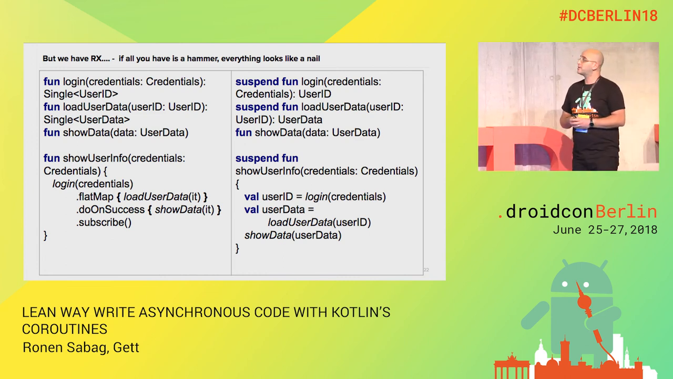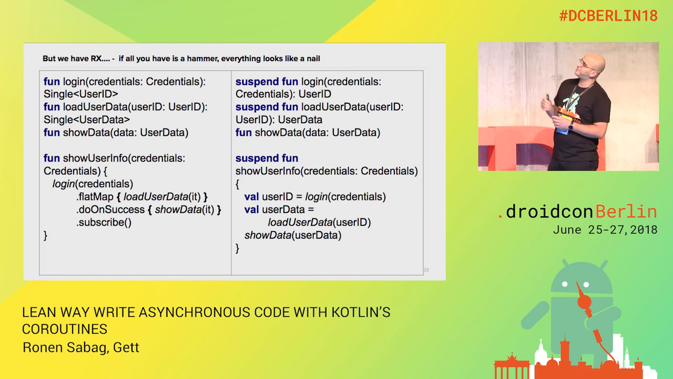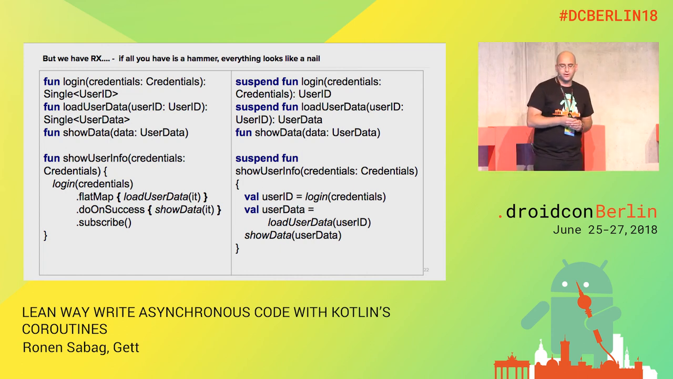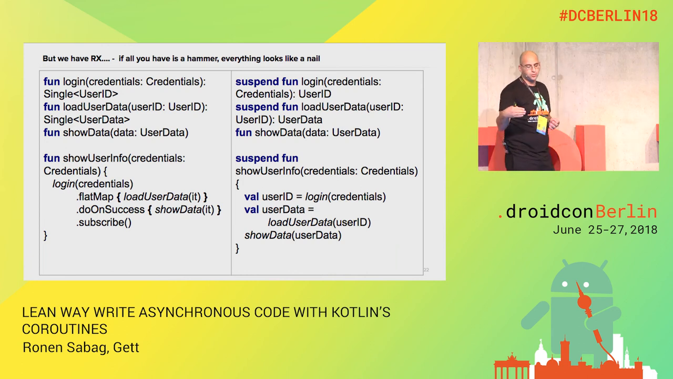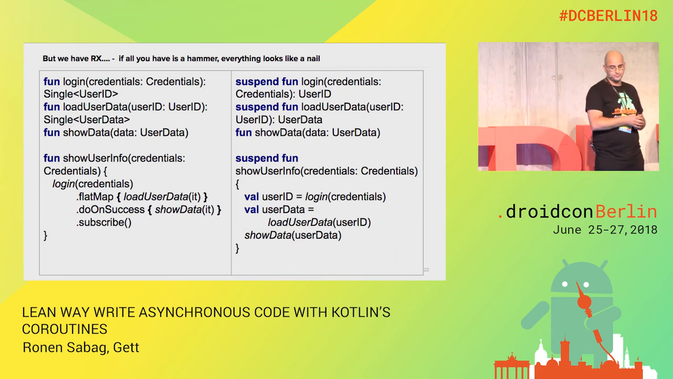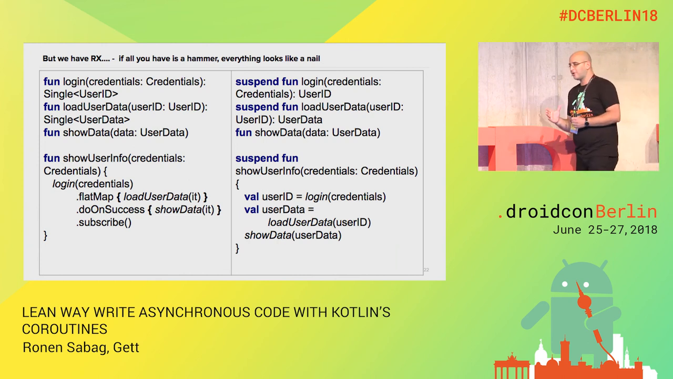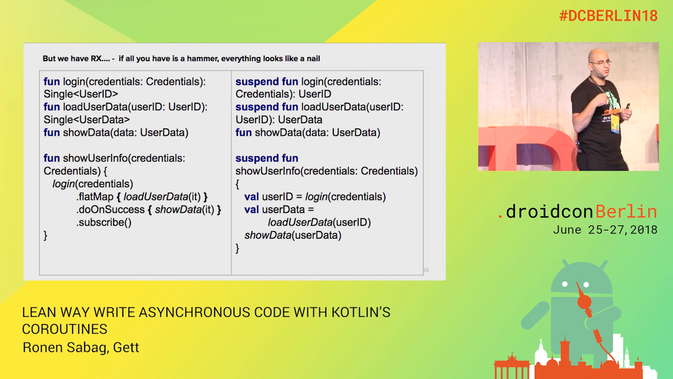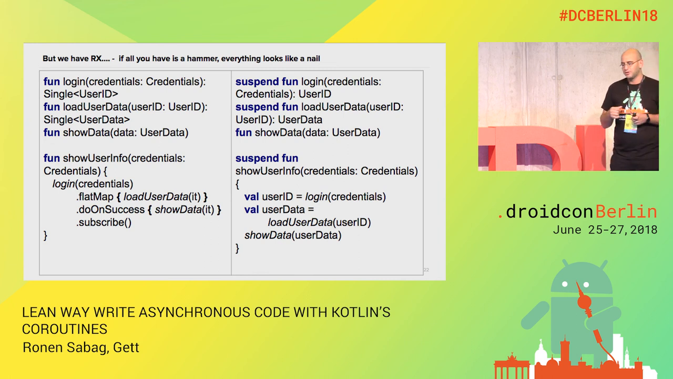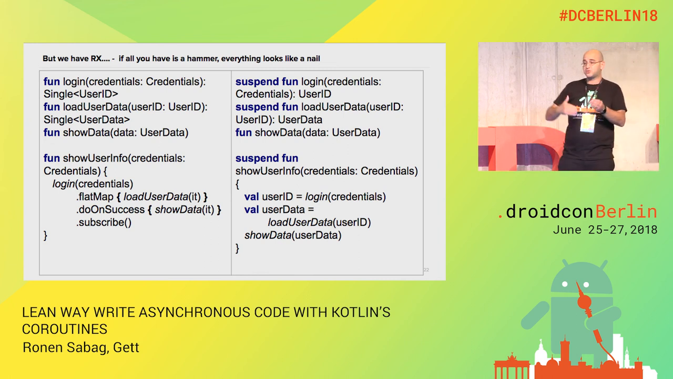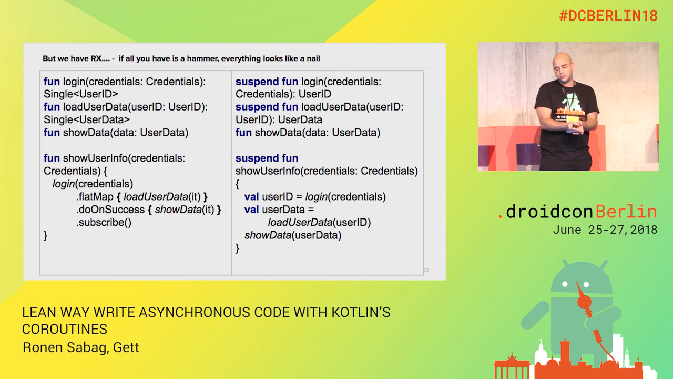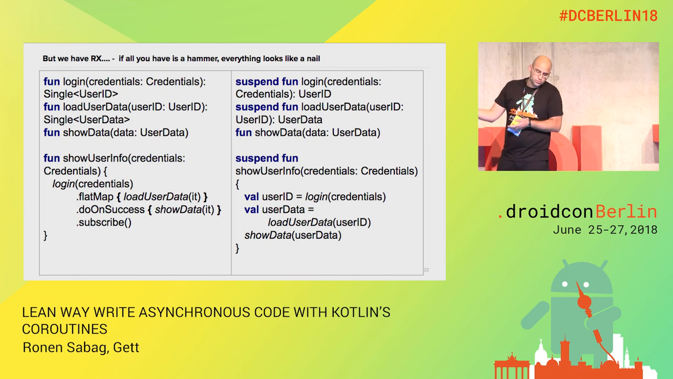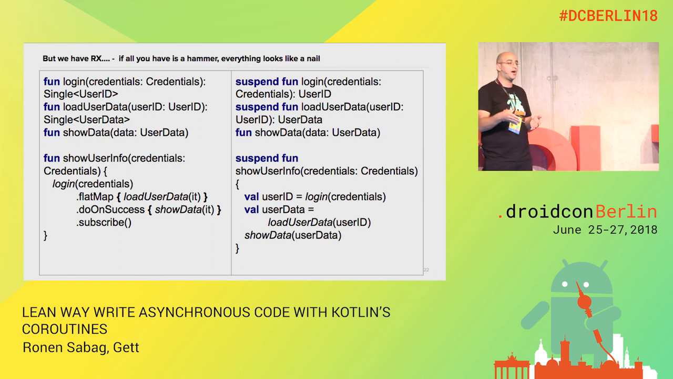So in Rx, on the left side, we declare the login as a Single and the load user data as a Single. And spoiler: every time you're going to use Single, you need to think maybe it's not the right tool for what you need to do, because in this case, all we need to do is synchronize between things. So the code looks like that. We have the login with a flatMap to load the user data. On success, we show the data. We need to subscribe on that.